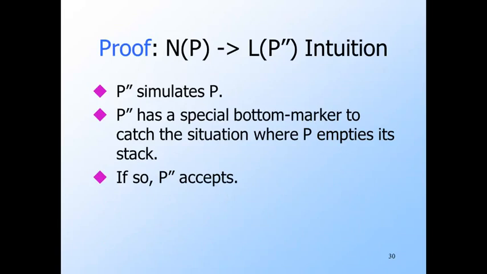Now let's explain the construction in the opposite direction. That is, P accepts some language by empty stack, and we must design P double prime to accept the same language but by final state. P double prime also simulates P with a few bells and whistles. First, P double prime needs a bottom marker to detect that P has emptied its stack. If P double prime sees this marker at the top of the stack after its initial move, then it knows that P has emptied its stack, and so P double prime must accept by entering its own final state.